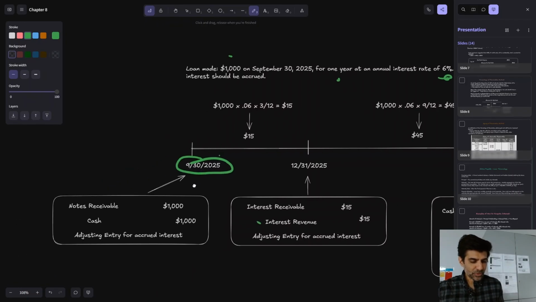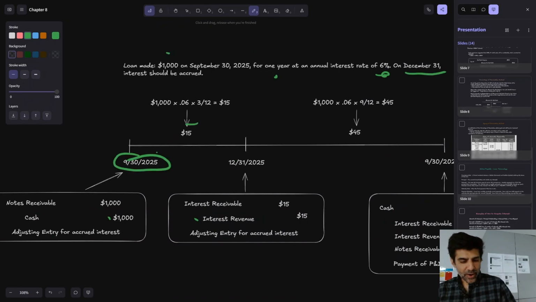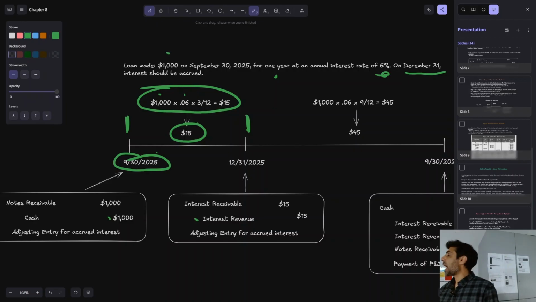Just to review the journal entries, when we originate the loan, we have a note receivable. We're lending cash. To figure out how much interest is from here to here, the calculation is $1,000 times the interest rate, 6%. We have end of September, so October, November, December, 3 full months of interest, which is where we get this 3 out of 12, 12 months in a year. And so we get $15. That's how we know how much interest to accrue, by doing this interest calculation.